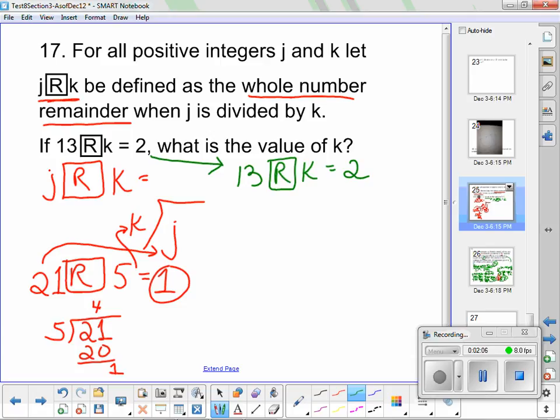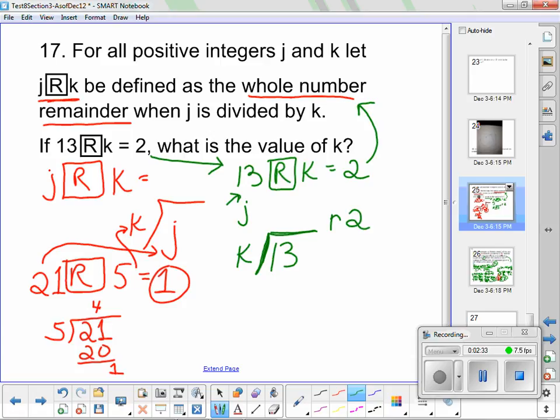So let's label what we can. We know 13 is j, and we know that 2 is the whole number remainder when 13 is divided by k. So this is how I prefer to write this out. I know there are different ways of writing this out, but this just signifies that 13 is being divided by k. And then I would write remainder 2 here.